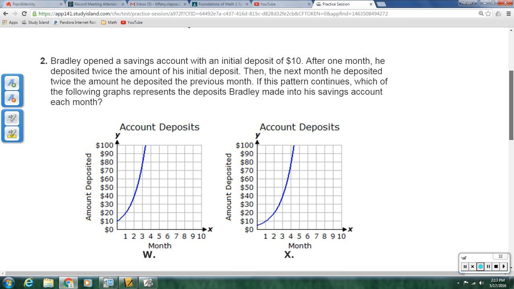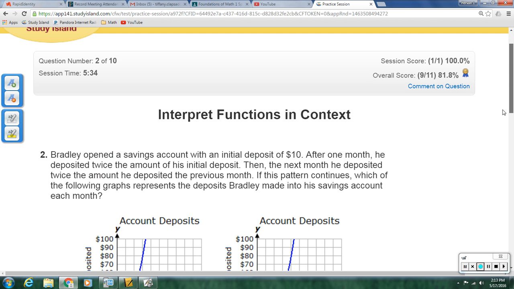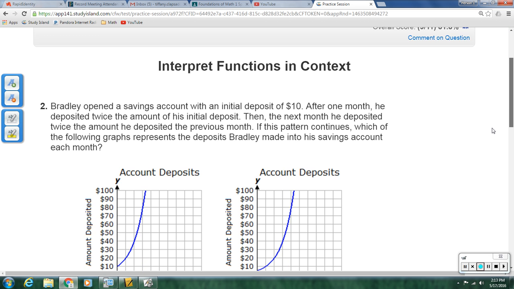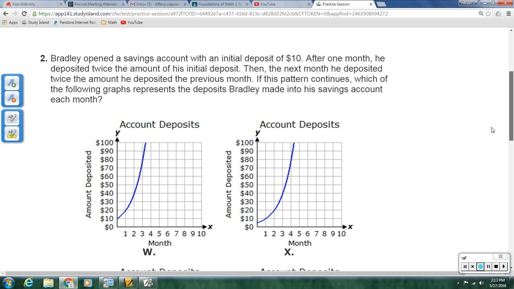All right, now Bradley opened a savings account with an initial deposit of $10. After 1 month, he deposited twice the amount of his initial deposit. And the next month, he deposited twice the amount he deposited the previous month. If this pattern continues, which of the following graphs represents the deposits Bradley made?